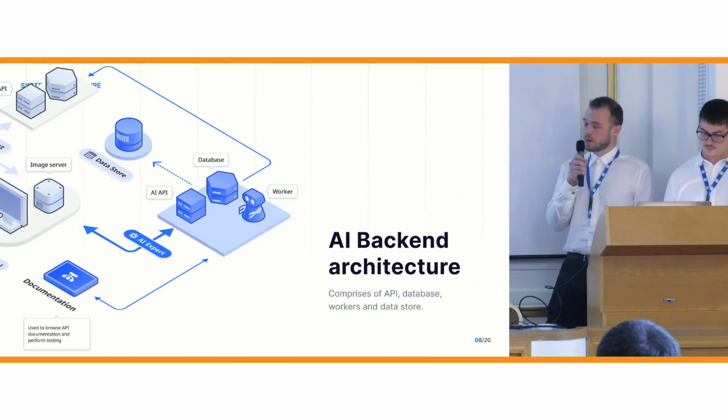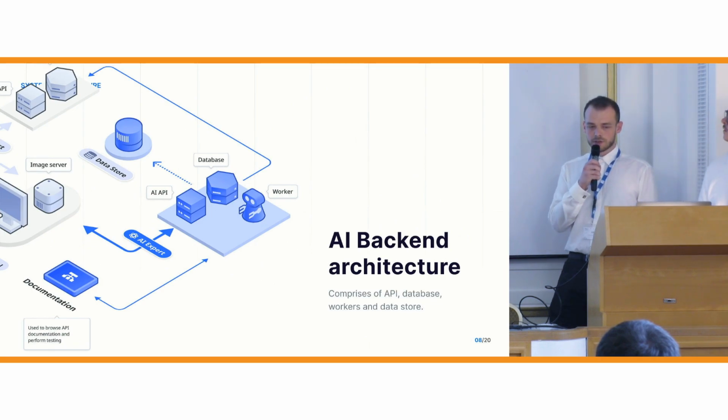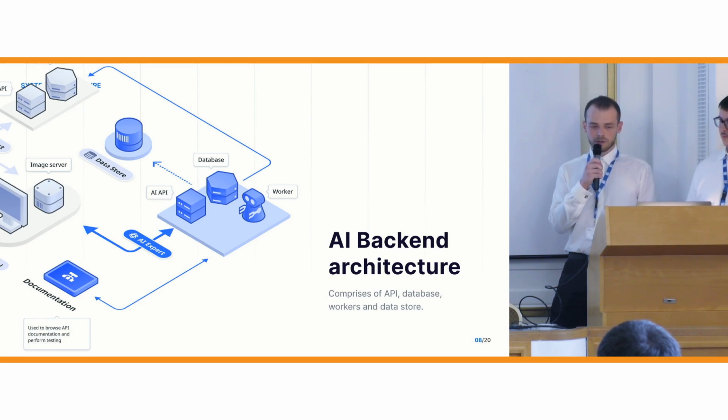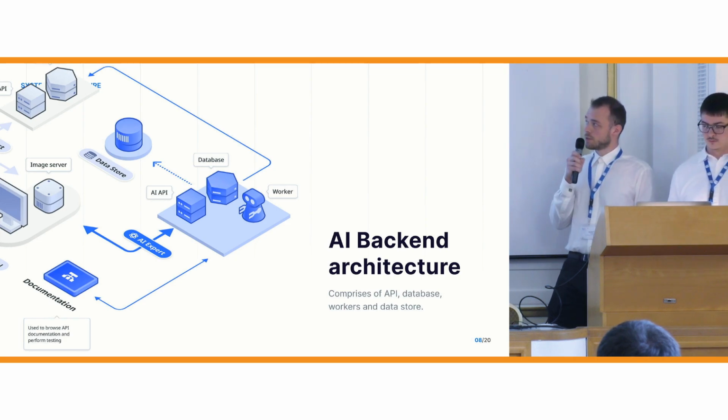The main part of the AI API is a database with workers, which are responsible for making predictions. The backend is connected to the data store where the uploaded images are stored. Additionally, there is the same image server microservice used to read those images. The AI API was developed using the FastAPI framework, and the communication between the annotation tool and the AI API is through REST API. The overall architecture consists of three main components, namely FastAPI, Redis message broker, and Celery worker.